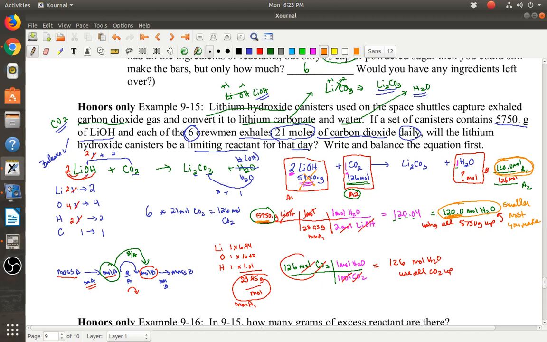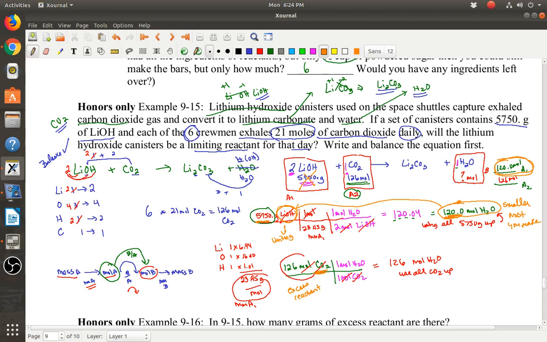Whatever is the smaller value, the thing that it starts with is the limiting reactant. This 120 is a smaller number, so that is the limiting reactant that stops the equation from going forward. What does that also mean? That means that carbon dioxide is in excess, the excess reactant. In other words, I have more carbon dioxide to react than I use up. I have some left over.